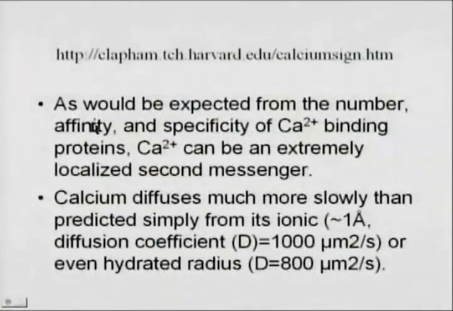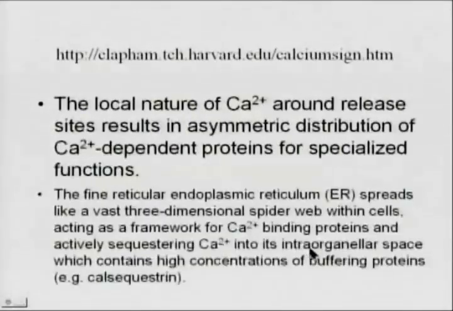So as would be expected from the number, affinity, and specificity of calcium binding proteins, calcium can be extremely localized as a second messenger, as we just implicated for exocytosis, but also for localized intracellular effects. The calcium diffuses much more slowly than predicted, simply from its ionic, about 1 angstrom radius, diffusion coefficient, which equals 100 square micrometers per second, or even hydrated radius of about 800. So the local nature of the calcium around the release sites results in asymmetric distribution of the calcium-dependent proteins for specialized functions.